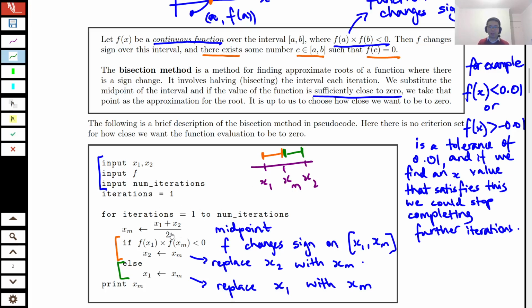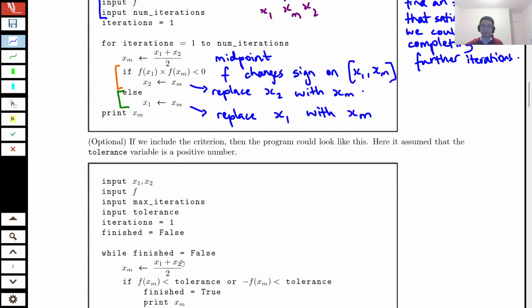And after I'm done, I will do a simple print statement which will give me my approximation for the roots of f. Okay, that's a very simple implementation of the bisection method. Now, I can make one modification to do a tolerance.